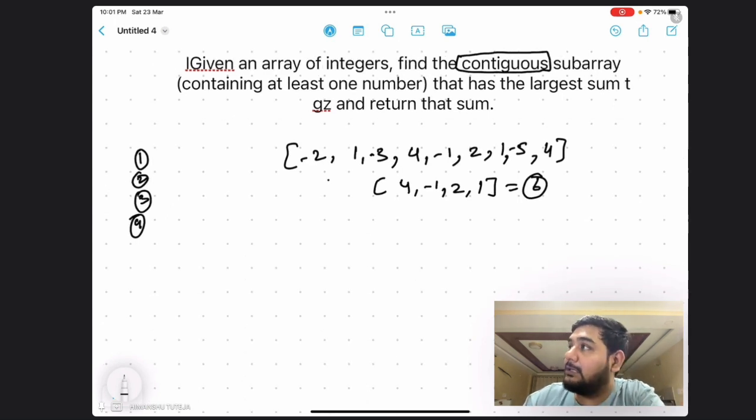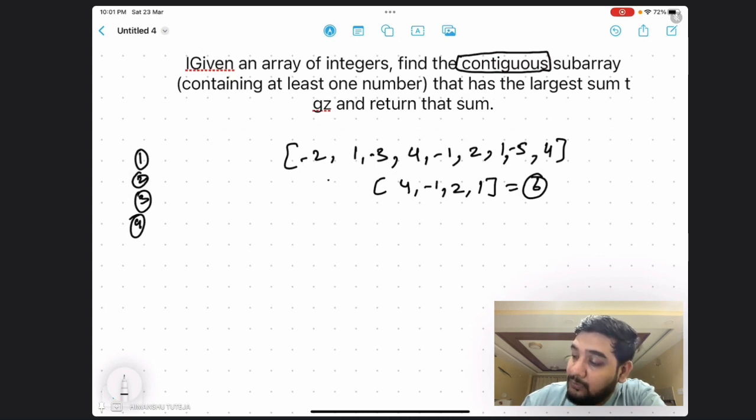Now, this is the question. How it will be solved in the algorithmic world is, we will first break this question into sub parts. When I say sub parts, it will be in this form.